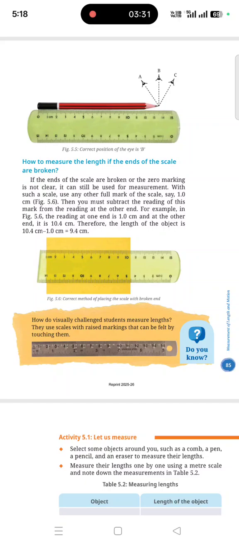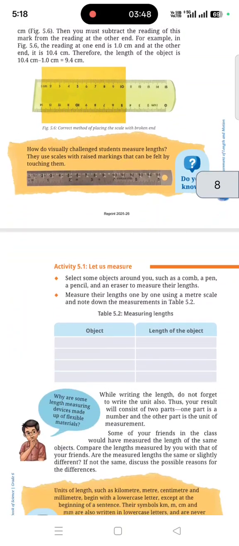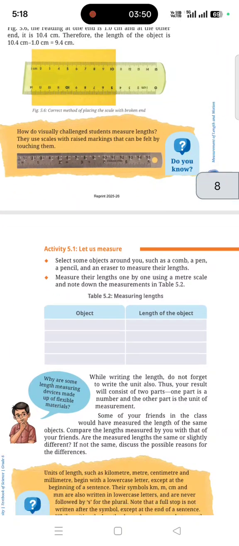So at such kind of measuring, where there is no zero or if it is not clear, it can still be used. How is that? If the starting point which you use can be considered as the zero, or you can subtract from the point which you start. Okay, so you can do it that way for measuring. So you can see the steel scale used for measurement and all.